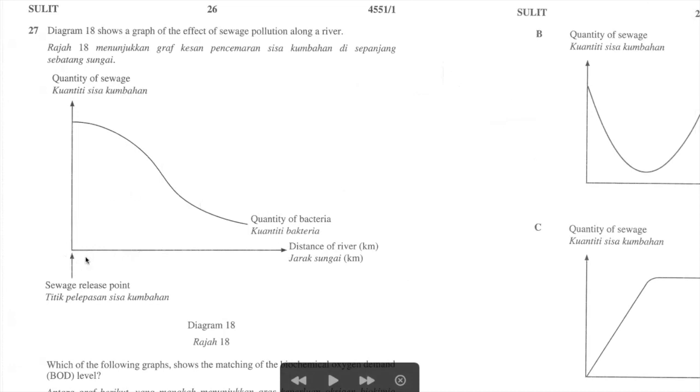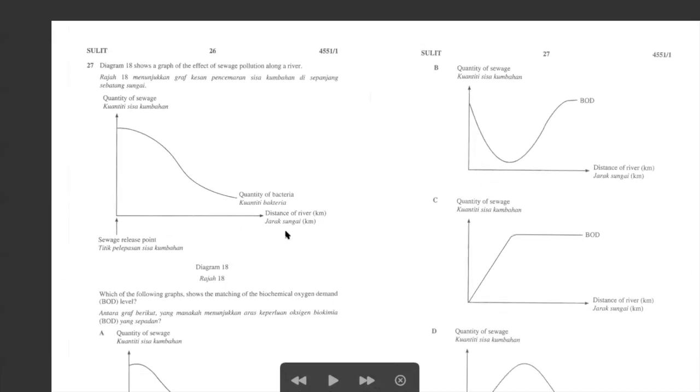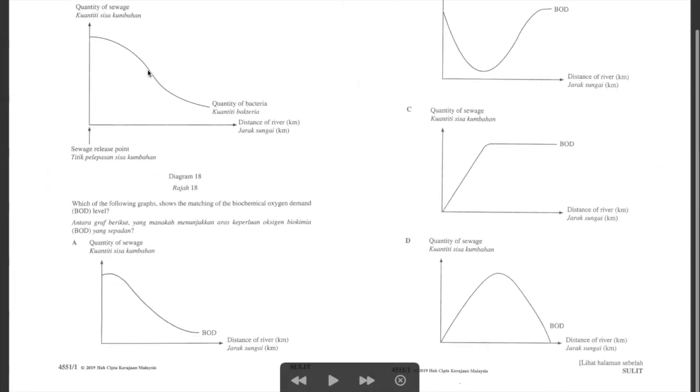Sebab kat sini titik yang mana sewage tu dikeluarkan. So ni jarak dia dengan river. Semakin jauh jarak dia dengan river, semakin kuranglah bahan kumbahan, semakin kuranglah bakteria. Awak faham tak? Sebab tu jawapan dia A, sebab kalau semakin jauh daripada river, semakin kurang bakteria, semakin kurang sewage. So semakin kurang sewage, semakin kurang bakteria, semakin kuranglah BOD. BOD menunjukkan semakin tinggi BOD semakin tercemar. So semakin kurang BOD semakin kurang tercemar. So kawasan ni kurang tercemar. Okay, jawapan ni adalah A.